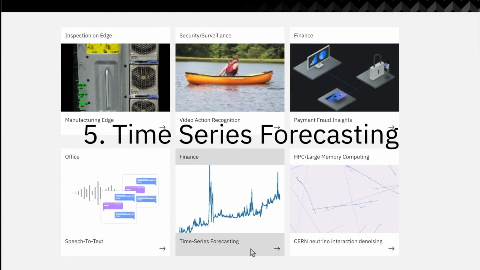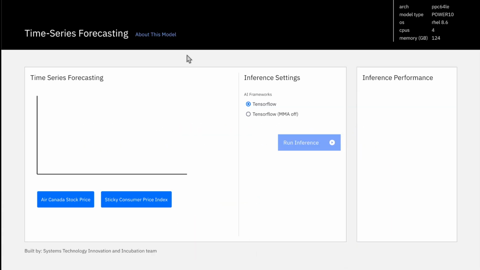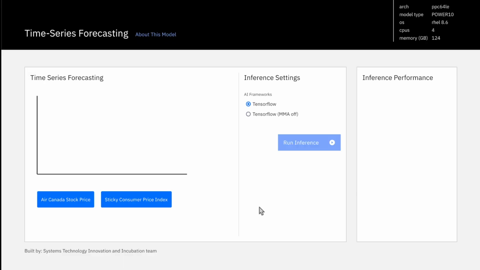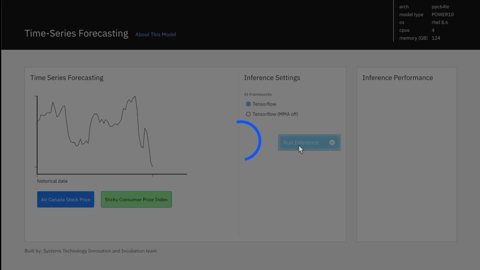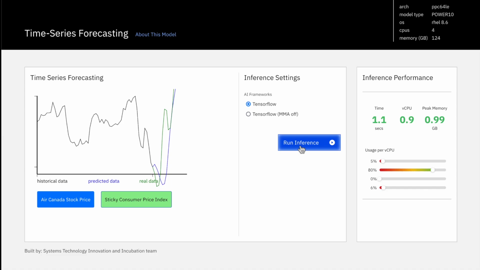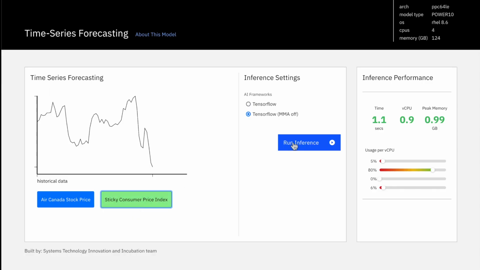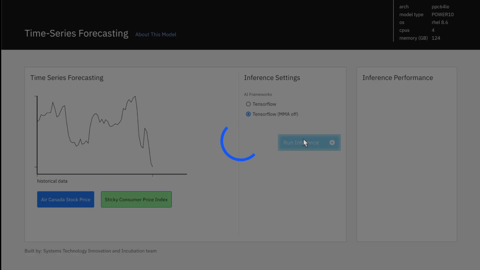This is another example of using the LSTM machine learning model for time series forecasting. The two sample datasets used in this demo are the Air Canada stock price in Q4 of 2018 and the Consumer Price Index from the Federal Reserve Economic Data, which is an indicator for inflation. Again, in this example, most of the inferencing time, or 90% of the time, is spent in pre-processing of the data.